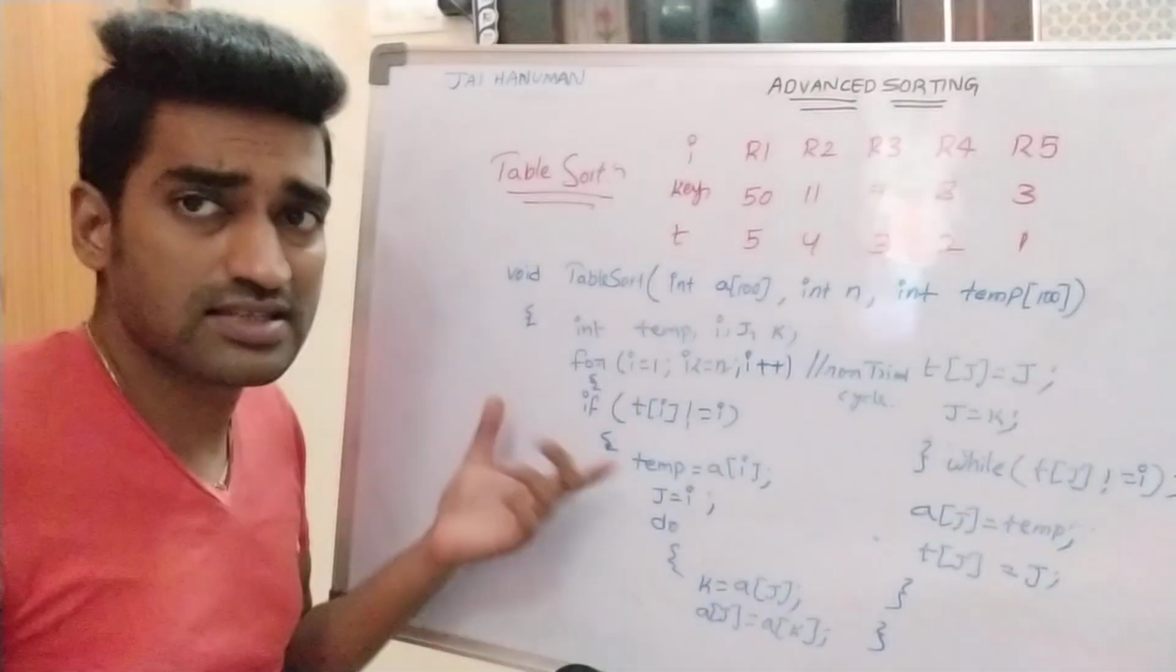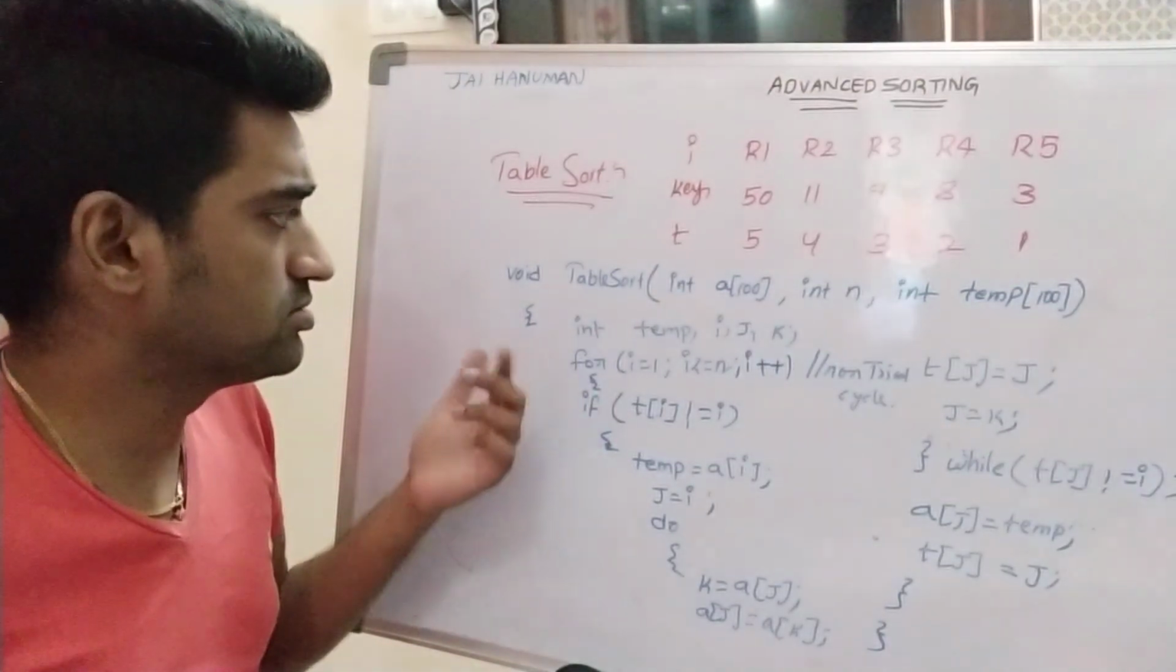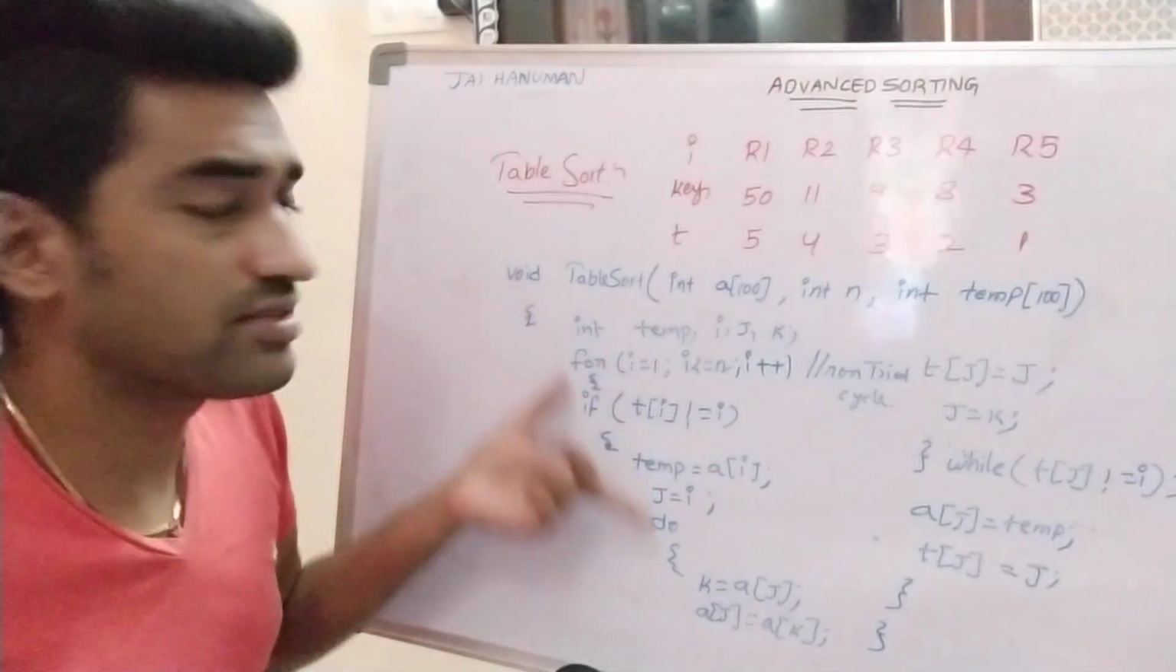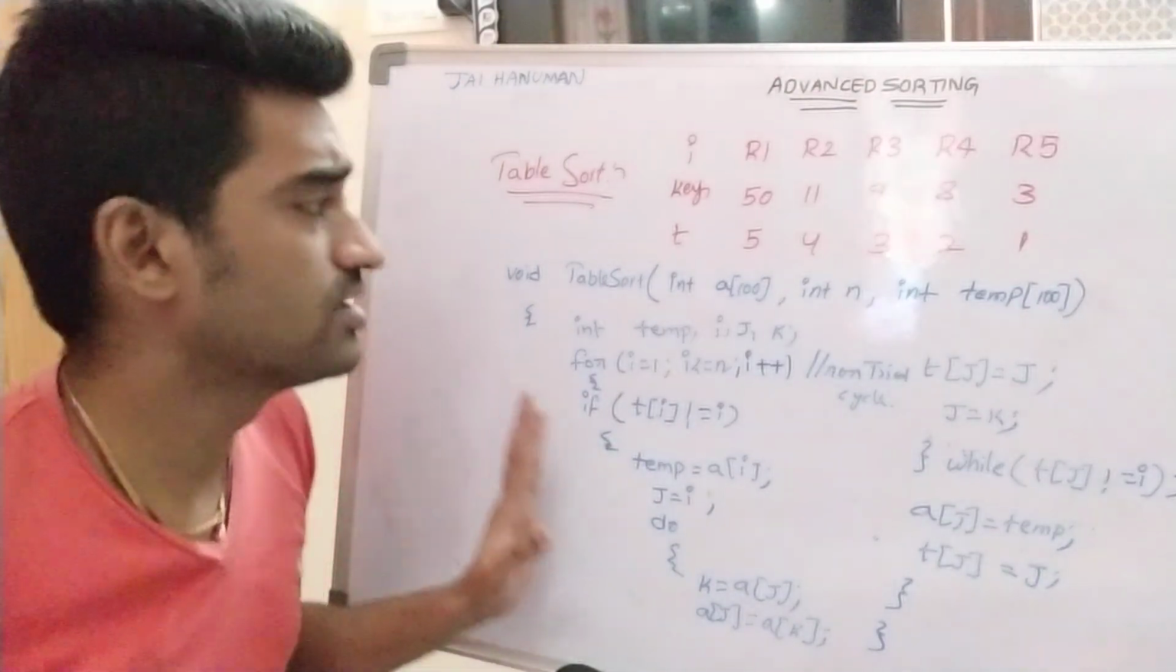Here I am taking one example: how to sort all the elements based on this function definition in table sort, right?